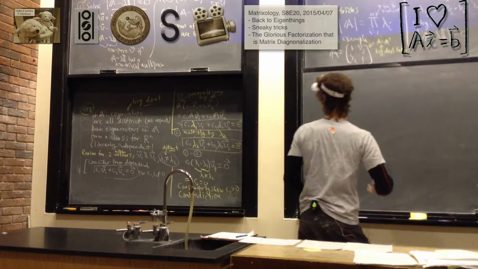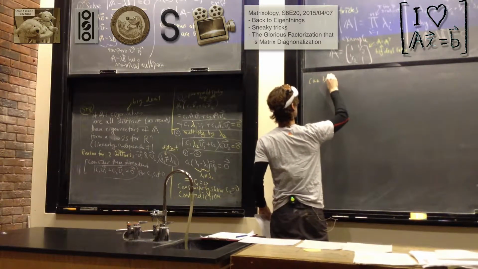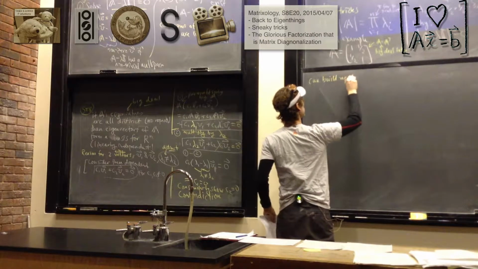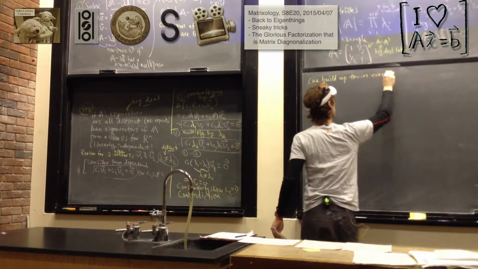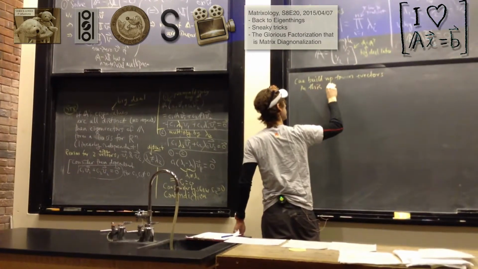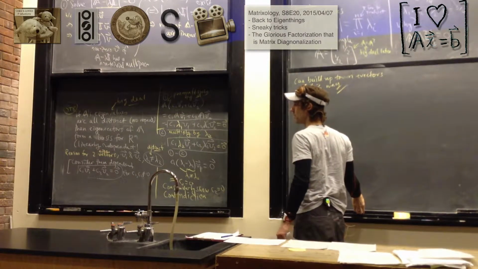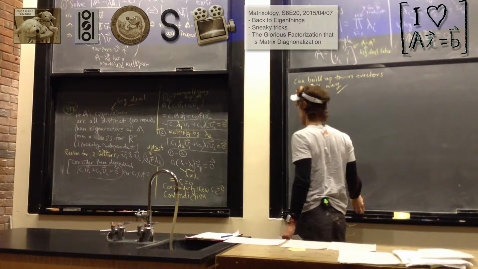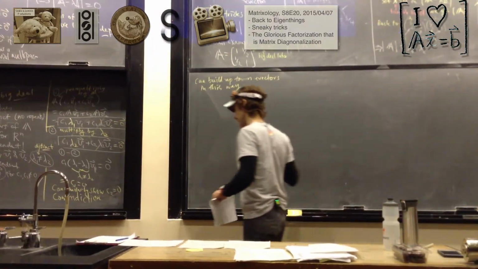Okay. So then you can build up from there to n eigenvectors in this way. Okay, that's enough for that one. Okay, good. So one last one.